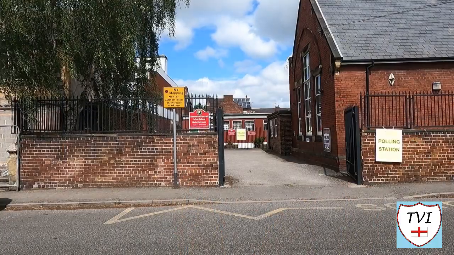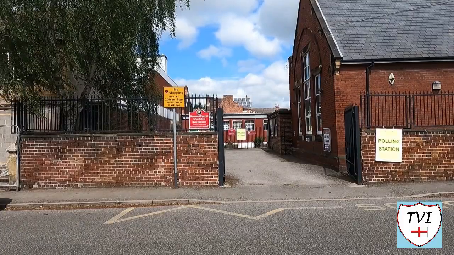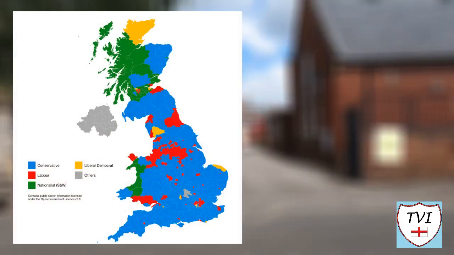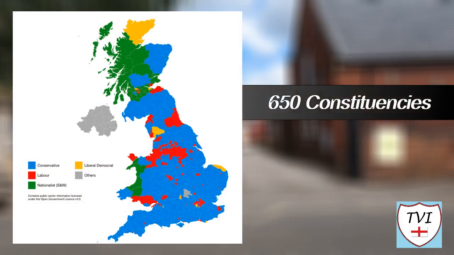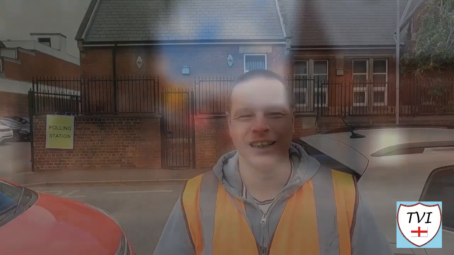So how does a general election work? Well, it's not actually as complicated as you might think. The entire UK is divided into 650 areas called constituencies. Each and every one of these is represented by a Member of Parliament, and that person looks after their constituents, the people who live within the constituency boundaries. In a general election, people vote for who they want as their MP to represent their constituency in the House of Commons. Now to do that, they have to head to a polling station.